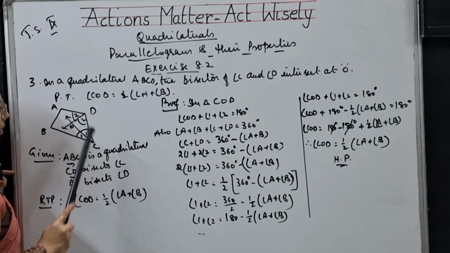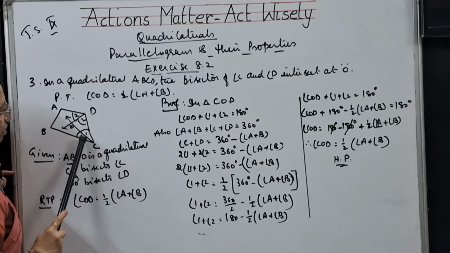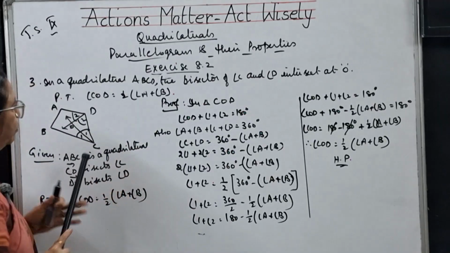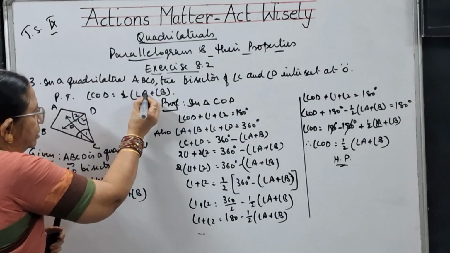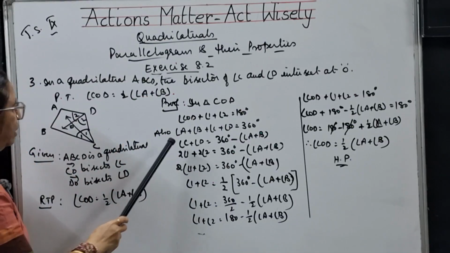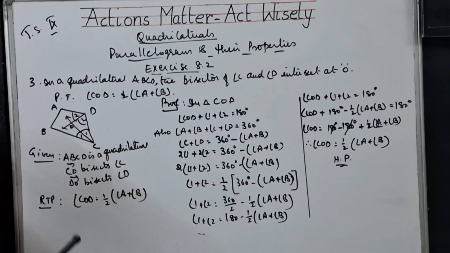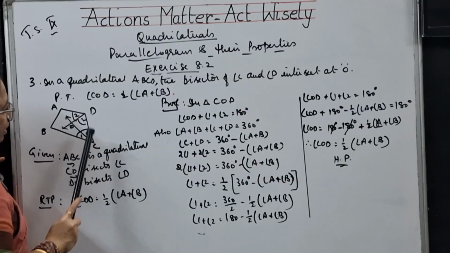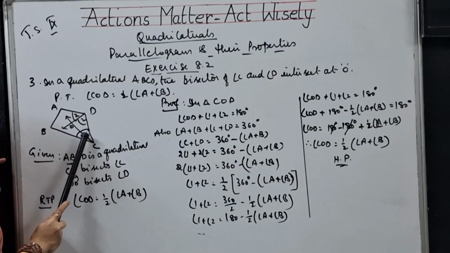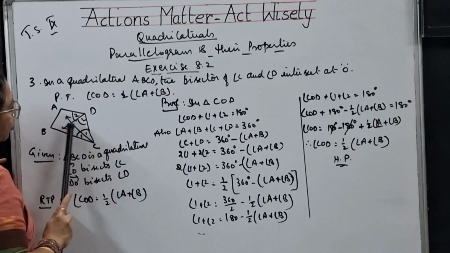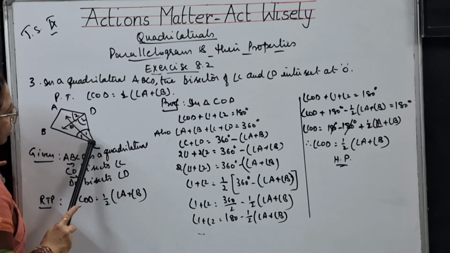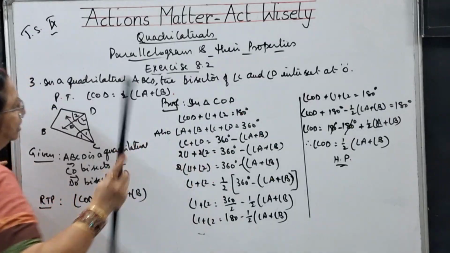So this is a quadrilateral. CO is the bisector of angle C, DO is the bisector of angle D. We need to prove that angle COD is half of angle A plus angle B. This is what we need to prove. So here you see, children, first I have taken triangle COD. In triangle COD, see, CO is bisecting, means what? It is dividing angle C into two equal halves, 1 and 1. OD is bisecting angle D. So what we can say? Angle D is angle 1 plus angle 2. So in triangle COD, angle COD plus angle 1 plus angle 2 is 180 degrees.